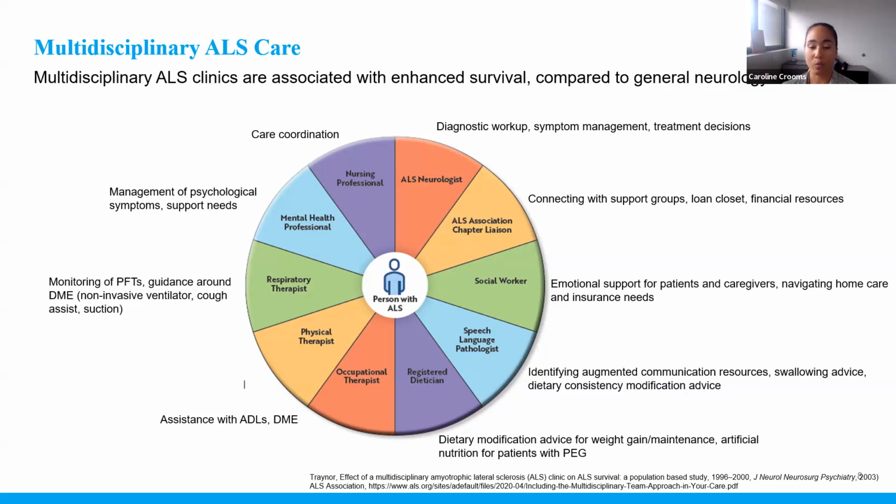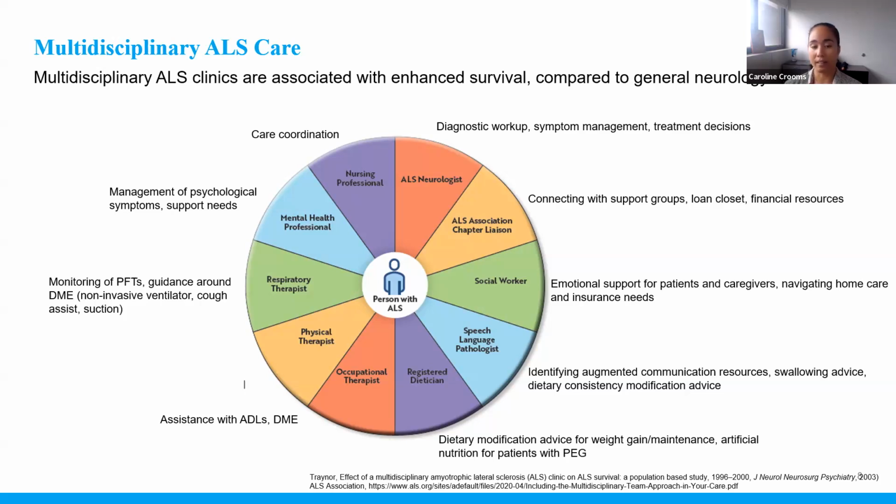Similarly, the registered dietitian will help with dietary modification, so weight loss from muscle atrophy, from dysphagia, and from poor appetite, from how long it takes to eat a meal, if you have weakness in your arms, all very significant. And so the registered dietitian can help with modifying the diet to make it easier to get more calories more quickly and more safely. And then also they may provide advice for artificial nutrition for patients who have a gastrostomy.